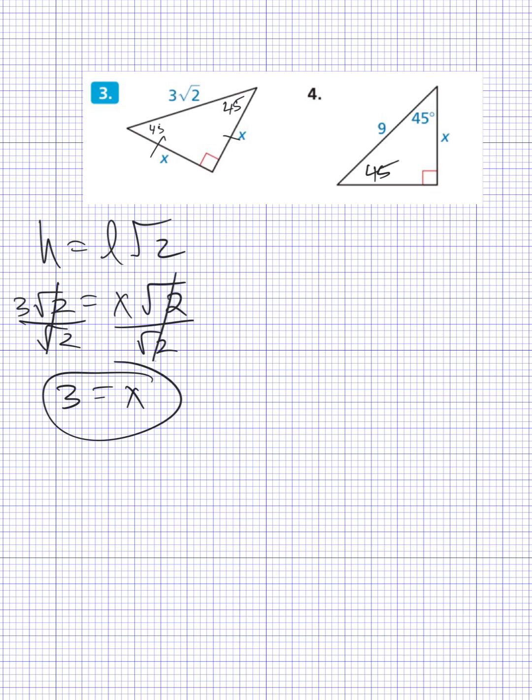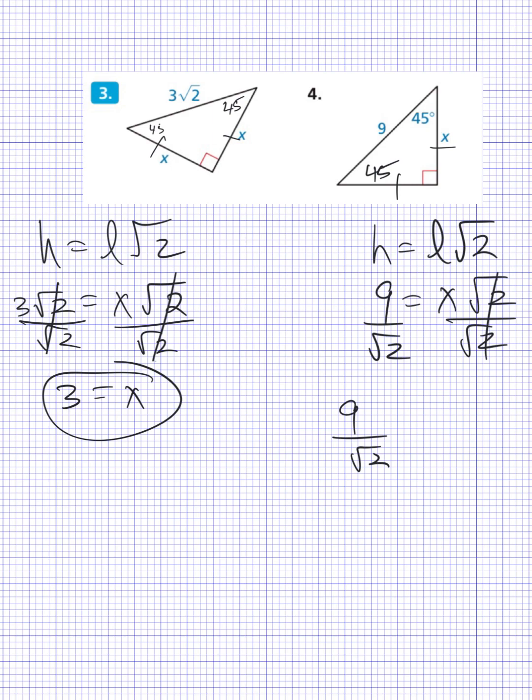Over here we have 45, so this one's 45. Again, the hypotenuse is equal to the leg times the square root of 2. Hypotenuse is 9. The leg is x. So now we divide off the square root of 2. But now you can't leave it as 9 over the square root of 2. We have to do a rationalization, meaning we have to remove it from the denominator. In order to do that, if we had a pair, they'd go away. So whatever you do to the bottom, you also have to do to the top. So now you have 9 square root of 2 over 2, and since we have a pair, that's just 2. And 9 over 2 doesn't reduce, so that is x.